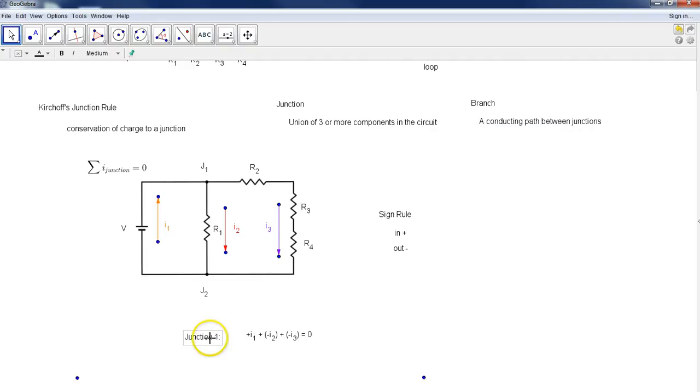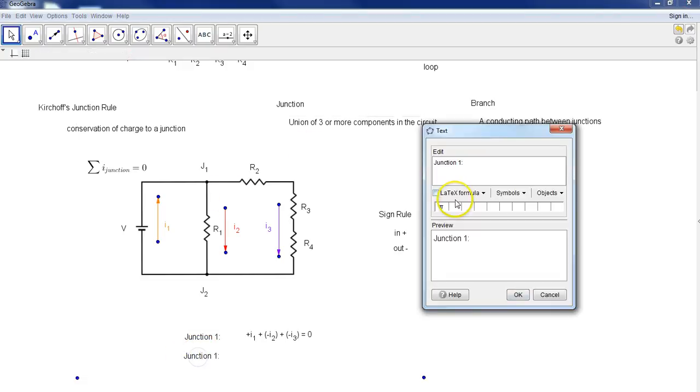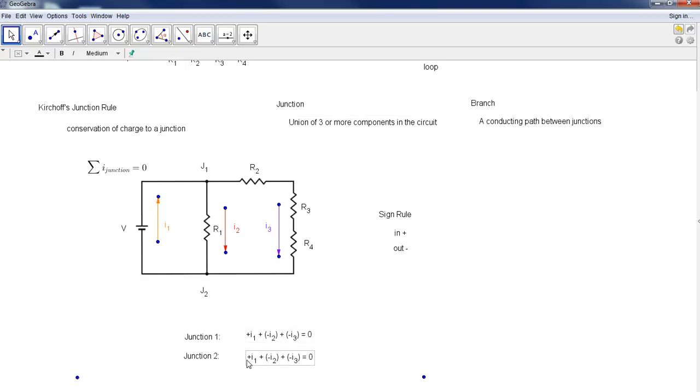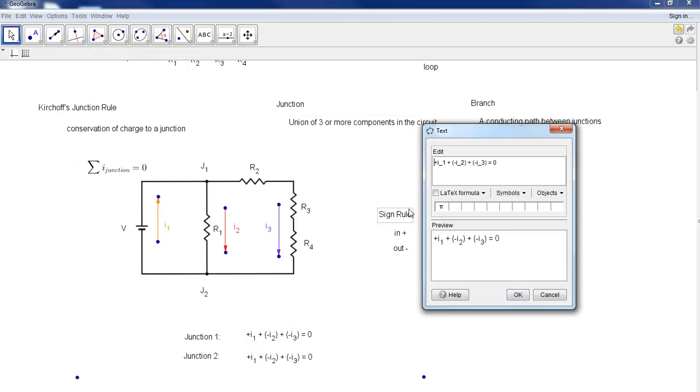For junction 2, now I have I1 flowing out of that junction, I2 and I3 flowing in. So I have the same equation, but with the signs flipped around. So I have a minus in front of I1. I'll put that one in parentheses now. And then now I can drop the parentheses for I2 and I3.